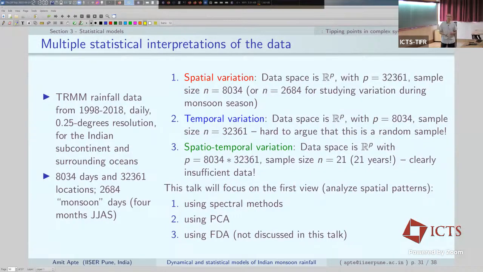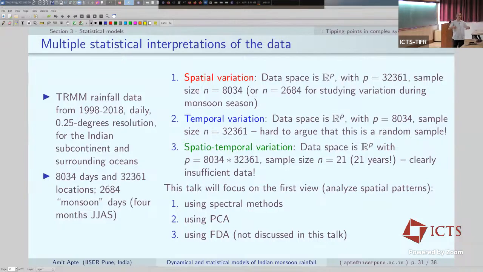I guess one of the difficulties is what kind of statistical interpretation you would like to attach to these data sets. Basically, to do any statistical inference, you would like to think of what the data space is and what the sample is. Either you could think of spatial variation, in which case the data space is 32K dimensional with a sample size of 8,000. That's one way to think about it. You have daily rainfall, each day is a sample, and the sample space is 32K dimensional.